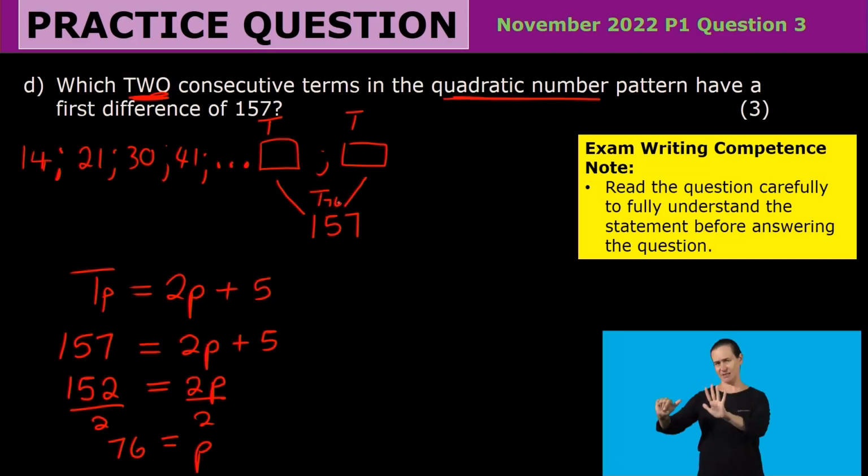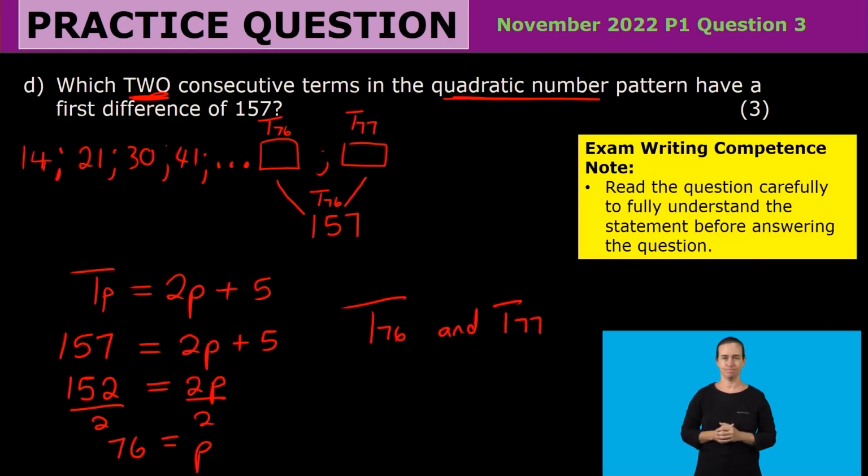So what does that mean for those two consecutive terms? Yes, that means that 156 will be between term 76 and term 77. So our answer there will be the two consecutive terms are term 76 and term 77.